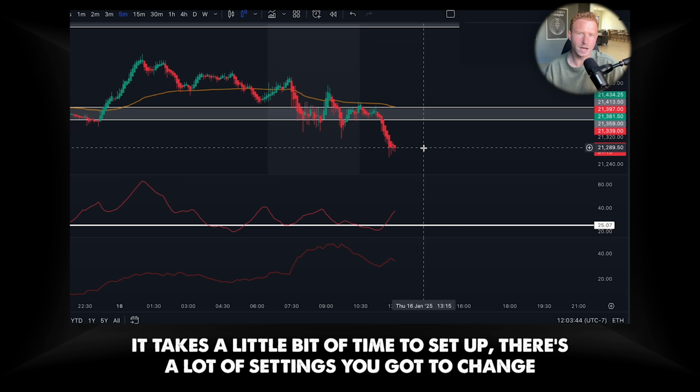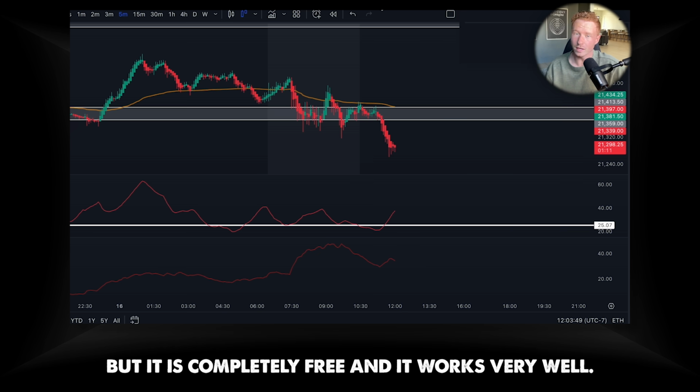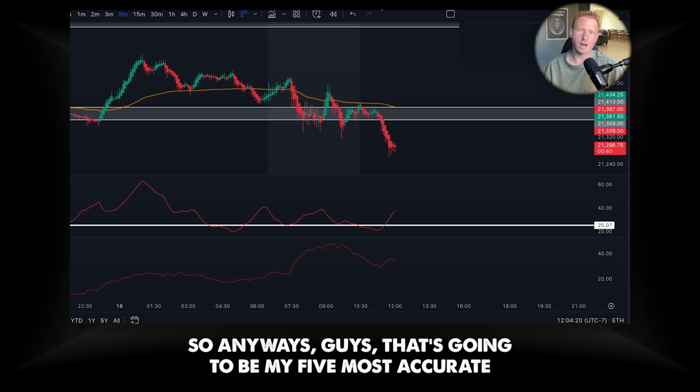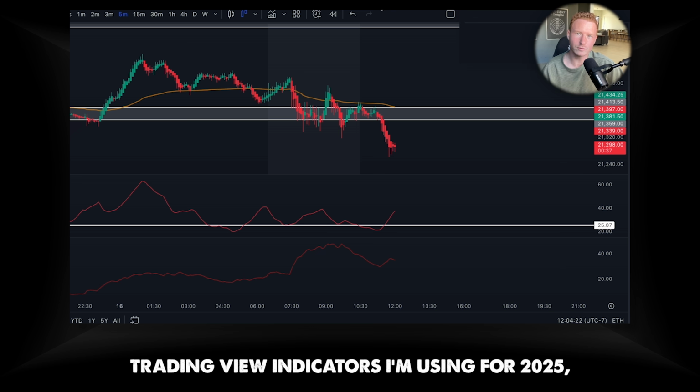It takes a little bit of time to set up. There's a lot of settings you have to change and things you have to do on the chart. But it is completely free and it works very well. A lot of my students are using it and they like it as well. So anyways, guys, that's going to be my 5 most accurate TradingView indicators I'm using for 2025.